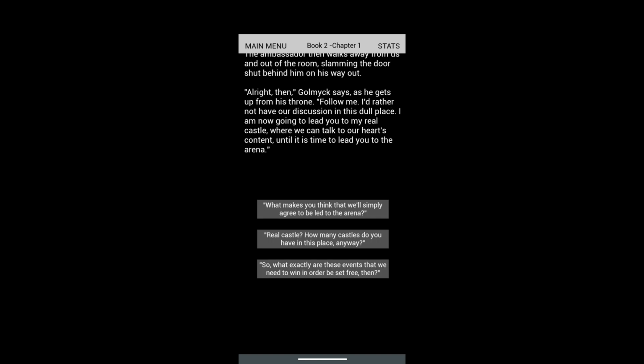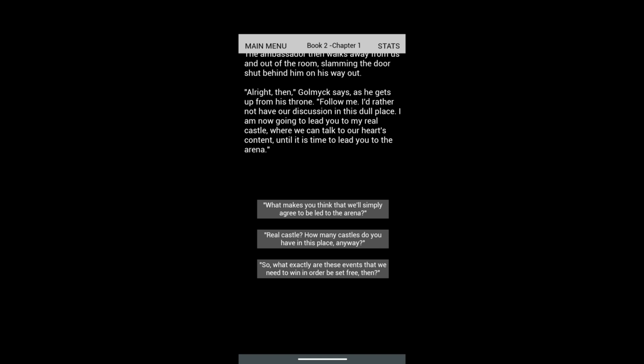This is the point where Golemak tells us that we need to have a fight in the arena and all that. All right, then Golemak says, as he gets up from his throne, follow me, I'd rather not have a discussion in this dull place. I'm now going to lead you to my real castle where we can talk our hearts out. This is probably where he leads us downstairs. What do you think? Yeah, we already want to be there. Real castle. How many castles do you have in this place anyway?